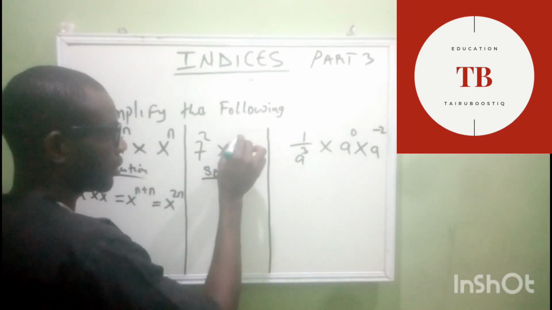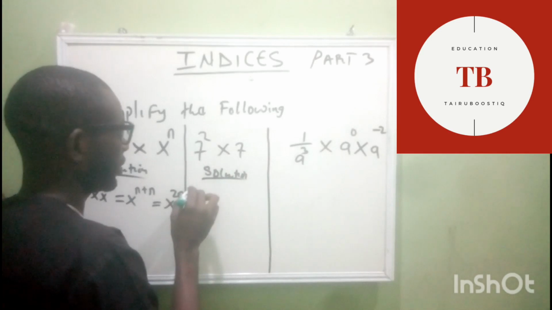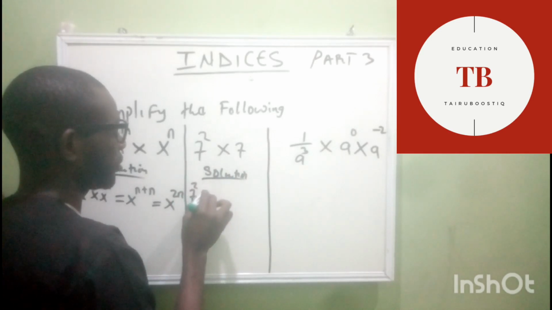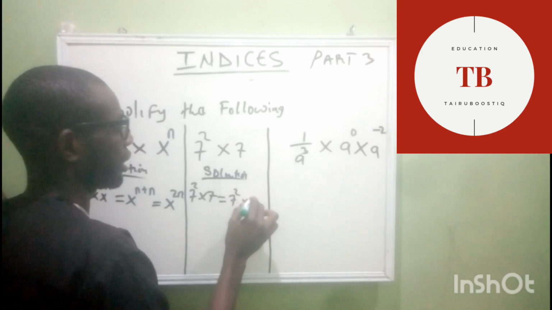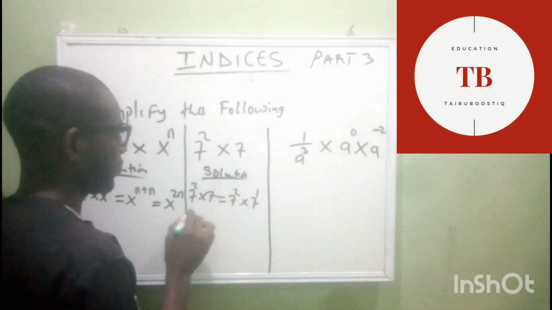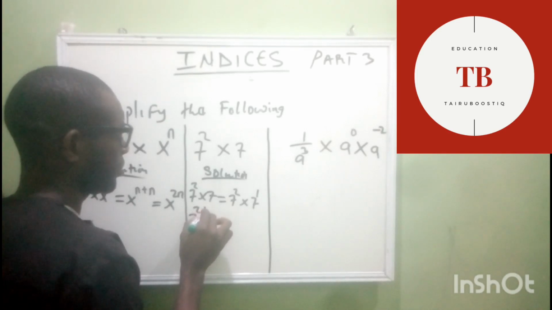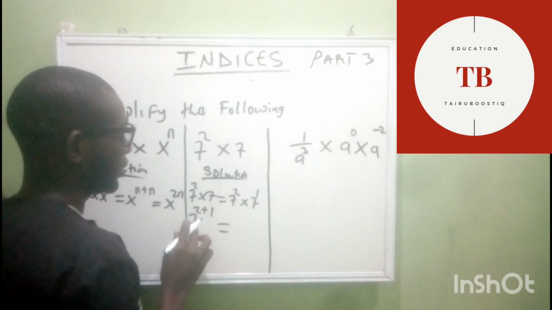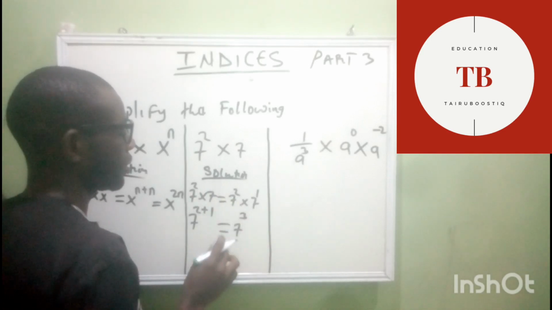For this reason, there is an invisible 1 here, and we're going to apply the law of indices. So 7 raised to power 2 times 7 is the same thing as 7 raised to power 2 times 7 raised to power 1. Now the base is 7. All we need to do is say 7 raised to power 2 plus 1. Why? Since the bases are the same, you add the powers, and our final answer is 7 raised to power 3.